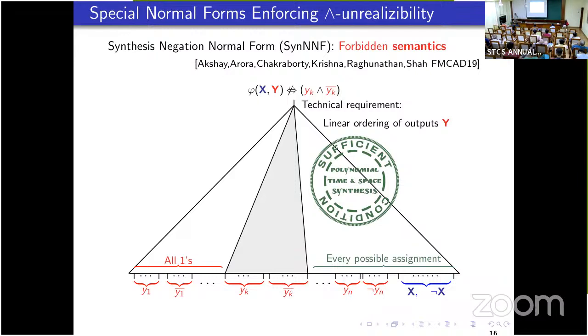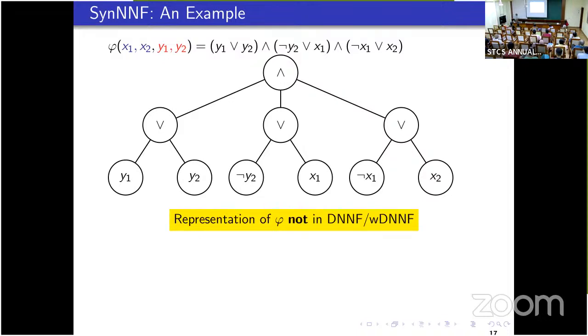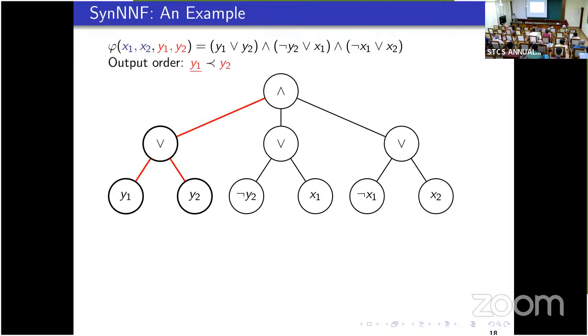Since I have 10 minutes, maybe what I'll do is I'll just go through this example very quickly. So this is something with two outputs, and if you look, this is not a binary decision diagram. There are other normal forms that people have studied in the literature, something called decomposable negation normal form, weak decomposable. Let's not get into those, but this is a circuit which doesn't have any of those properties.